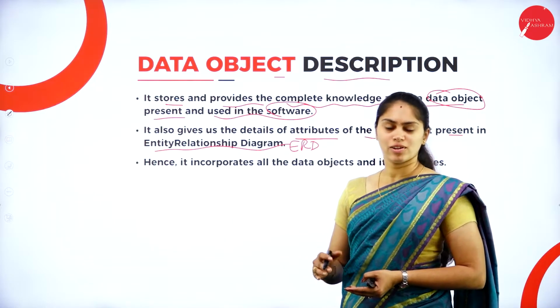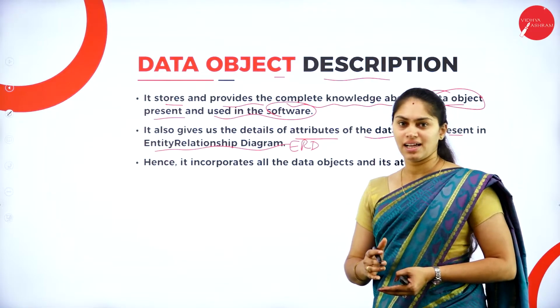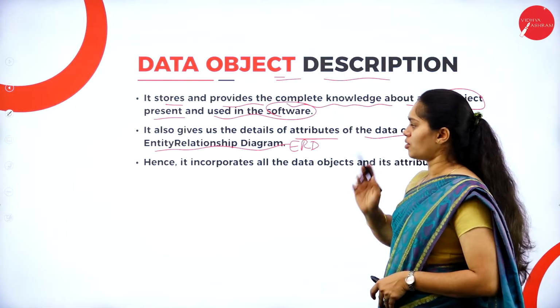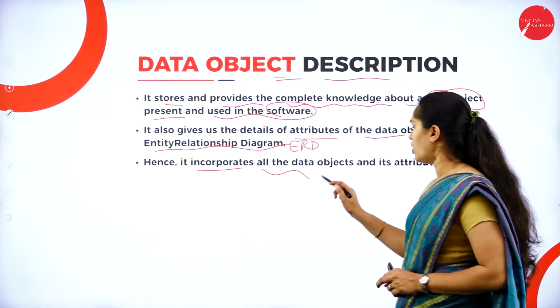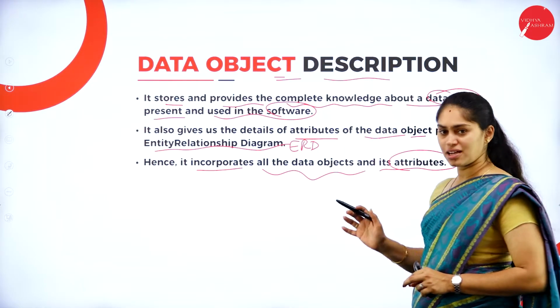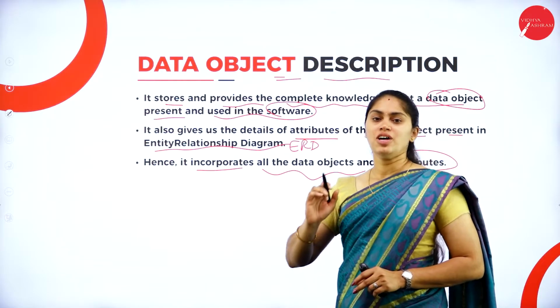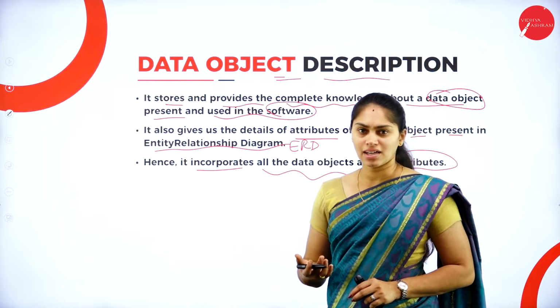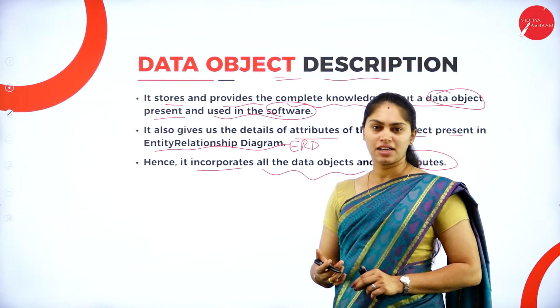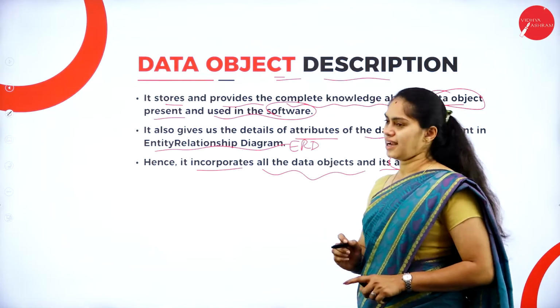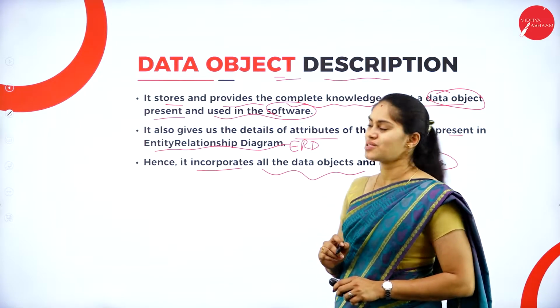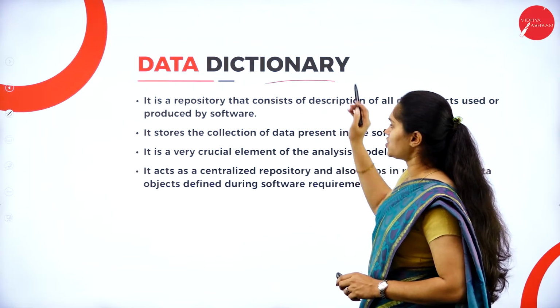All those data are going to be stored as detailed elements in the data object description, so that mainly it is going to incorporate all the data objects and their attributes. What are the objects we have, what is their behavior or characteristics in terms of attributes. Everything is going to be stored and secured in the data object description. So at last we have the data dictionary here.